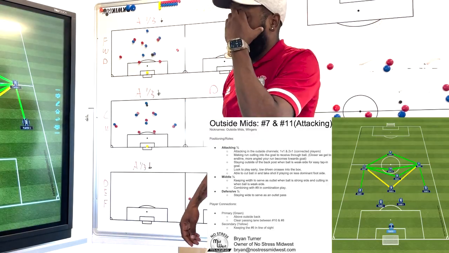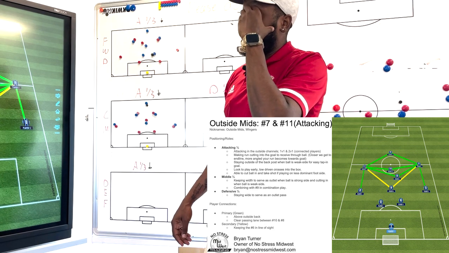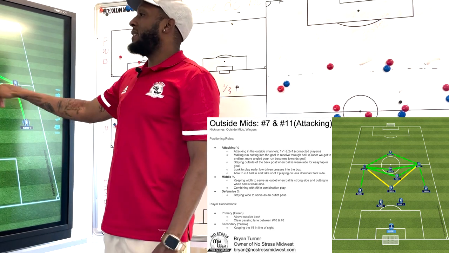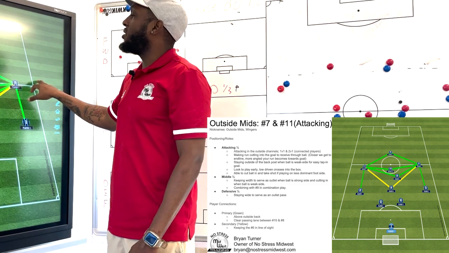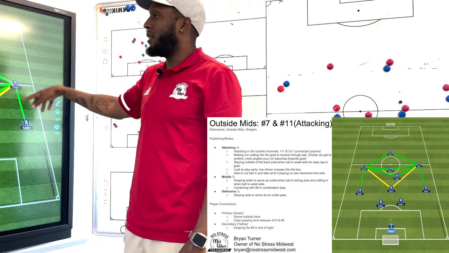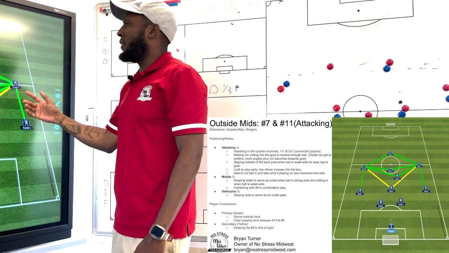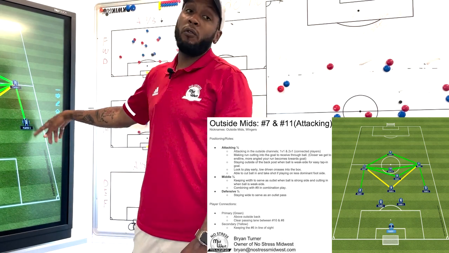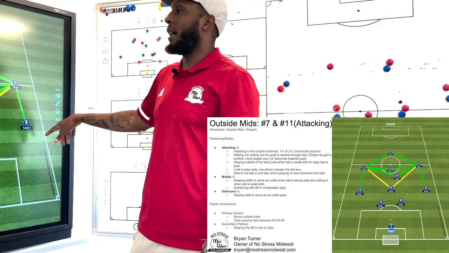Okay, now we're going to work with our outside mids, that's 7 and 11 in the attacking phase of the game, right? We're going to be staying wide in those outside channels, trying to create 1v1s and 2v1s with those connected players, whether that be the 9, 10, 8, or even an overlap from our wing backs.